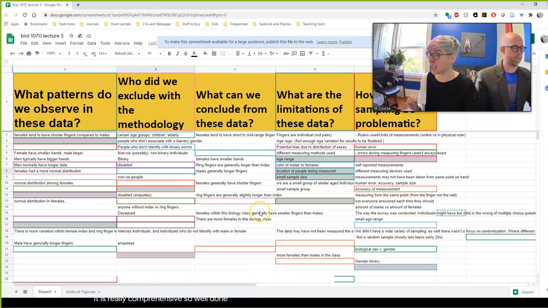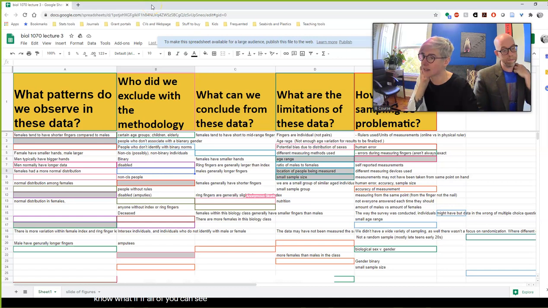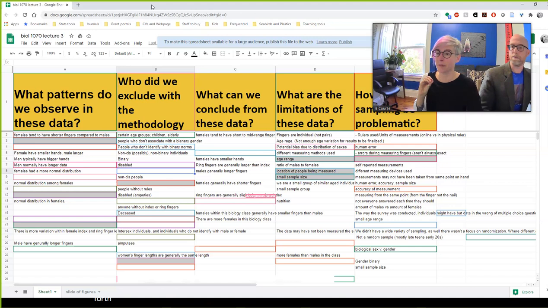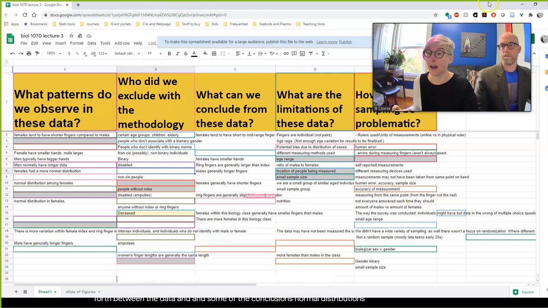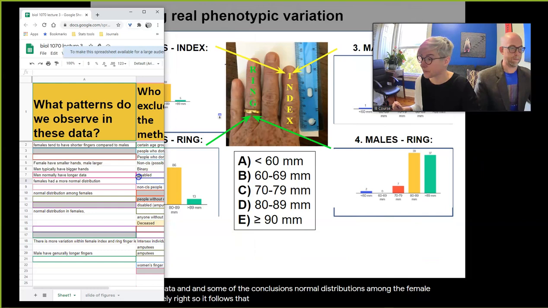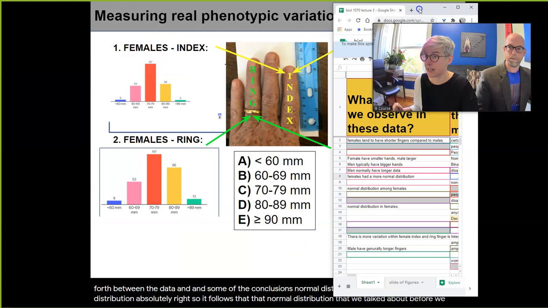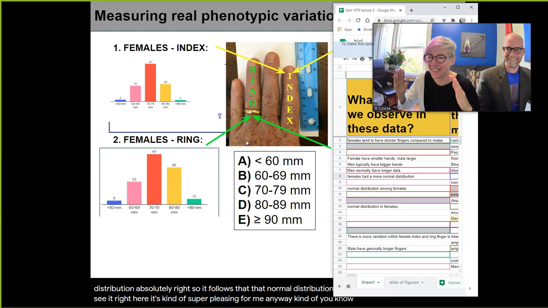Okay. Actually, you know what? If all of you can see the Google Doc, it's working. But I also want to flip back and forth between the data and some of the conclusions. Normal distributions among the female distribution, absolutely, right? So it follows that normal distribution that we talked about before. We can see it right here. It's super pleasing for me anyway, kind of almost equal. It all works really well, right?